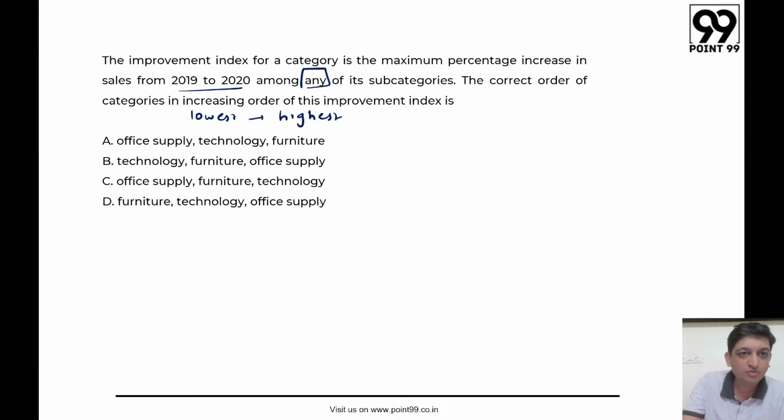So FTO should be the order. Furniture should be the lowest. Yeah, furniture is definitely the lowest, so this is the only option we are left with, because office supplies or technology cannot be the lowest. So furniture has to be the lowest. So furniture, tech and office supplies should be the order that we have, lowest to highest. Fine. So option D should be the correct one.